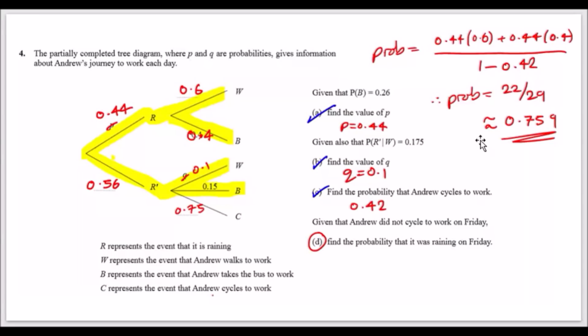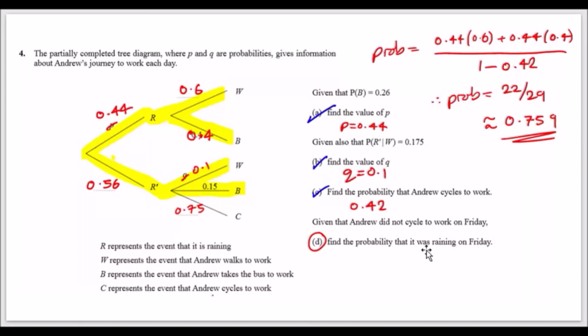So, almost done, guys. Given that Andrew did not cycle to work on Friday, again, this is another given question. Since we knew that the probability of cycling to work is 0.42, that means not cycling to work is 1 minus 0.42. So that is the area now of interest. You could have done that, or you could have done it the long way. Since cycling is here, not cycling to work is all of these routes that are mapped out. So that's the area, and our answer is going to be somewhere from here.